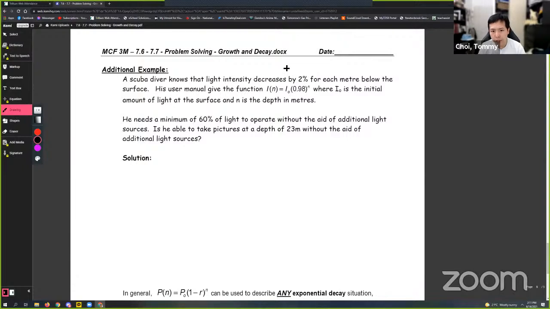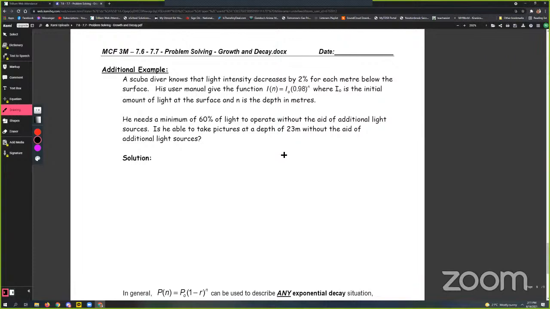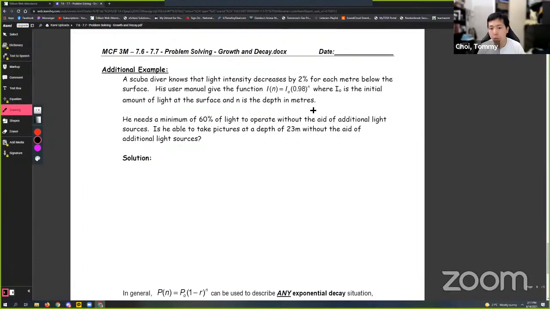Now, if it says decreases by 2%, why do we use 0.98? What's the reason for that? Because they subtracted by two. Yeah, exactly. From 100%, if we're decreasing by 2, that means we're getting 98% of light every time. And so that's why we use 0.98, and that's why the base is there.